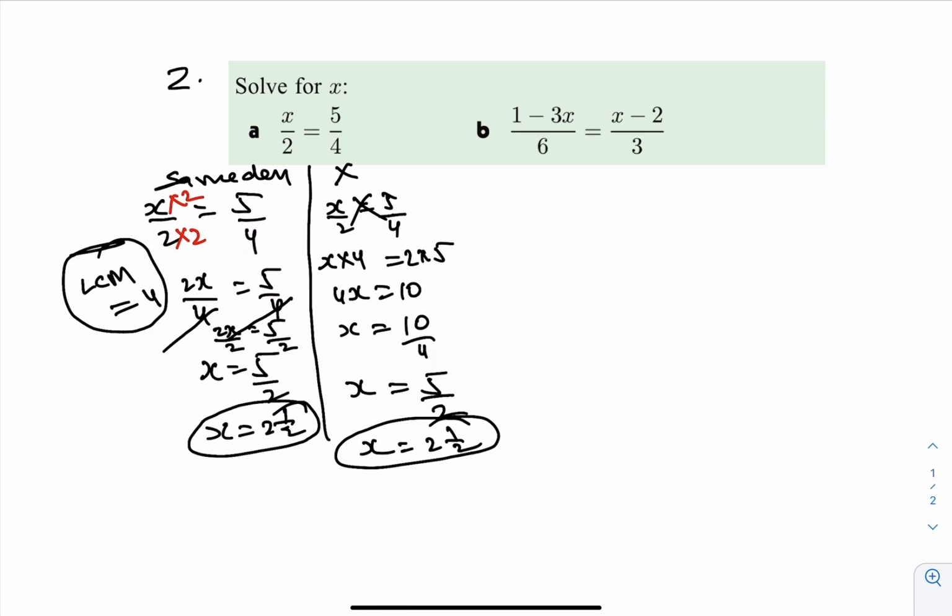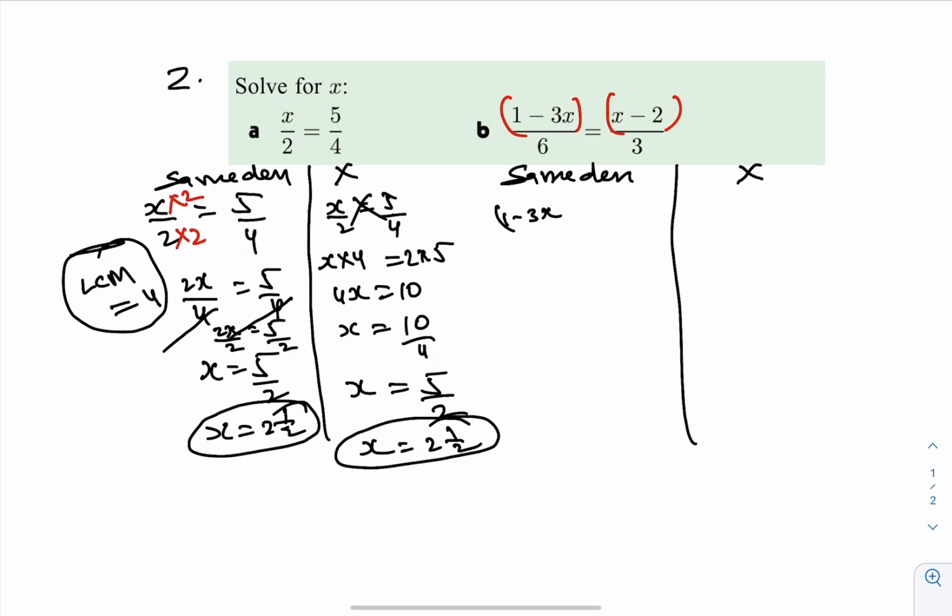The next question again can be done in two different ways, the cross multiplication or same denominator. To make the same denominator or do cross multiplication, the first step we should do is to put a bracket if we have more than one term in an expression. And now (1 minus 3x) divided by 6 is equal to (x minus 2) divided by 3. The LCM for 3 and 6 is 6.